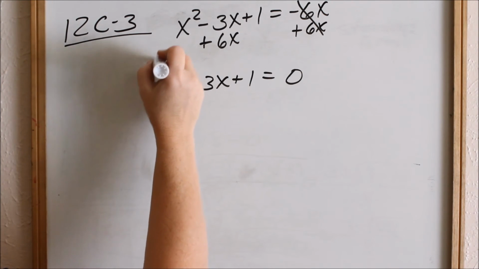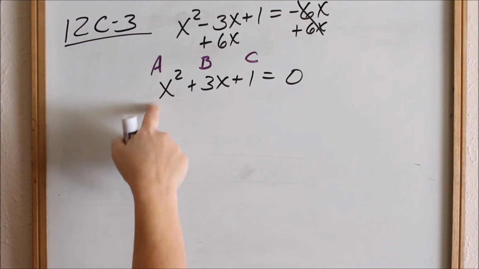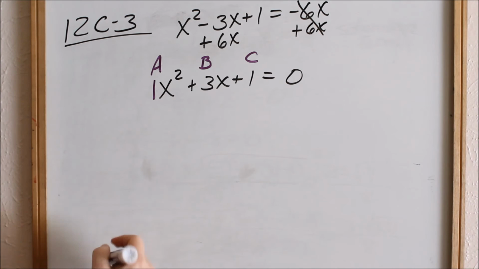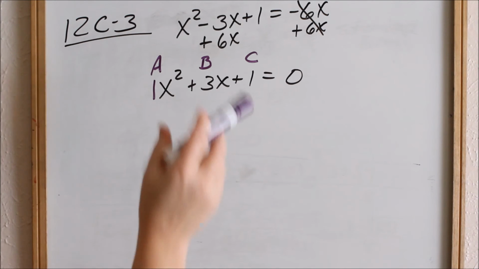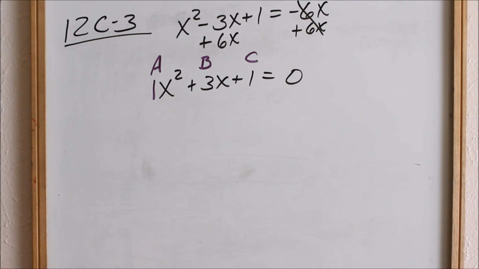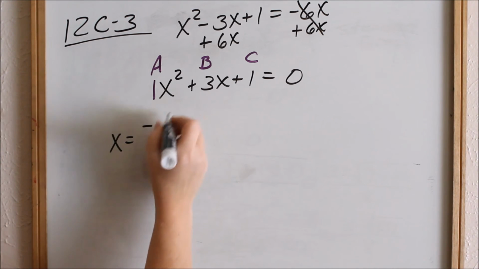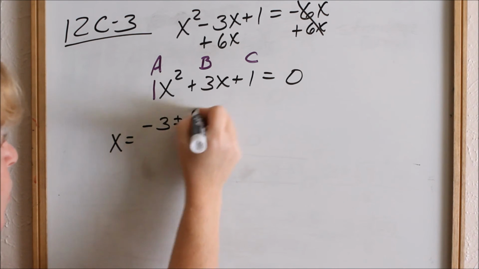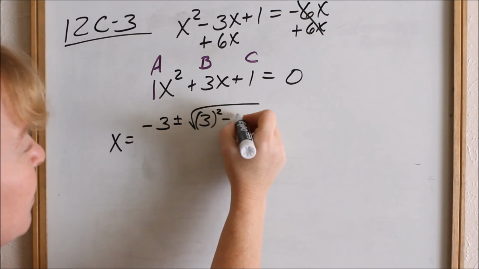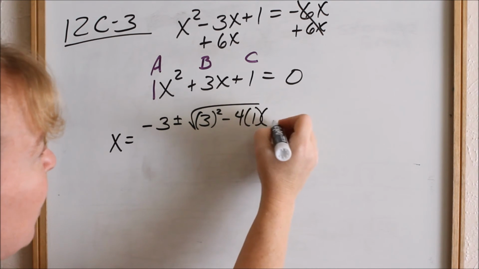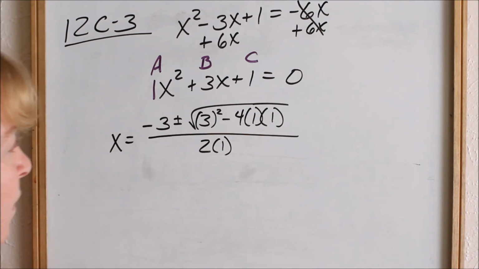Okay? Now, this is A, B, C. What is my coefficient for x squared? 1. So that is what A is. A is 1, B is 3, C is 1. And we're all positives. So now we're ready to plug into the quadratic formula. So x equals negative b, and my b is 3, plus or minus the square root of b squared. My b is 3, so that's 3 squared, minus 4 times a, which is 1, times c, which is 1. All over 2 times a, and a is 1.